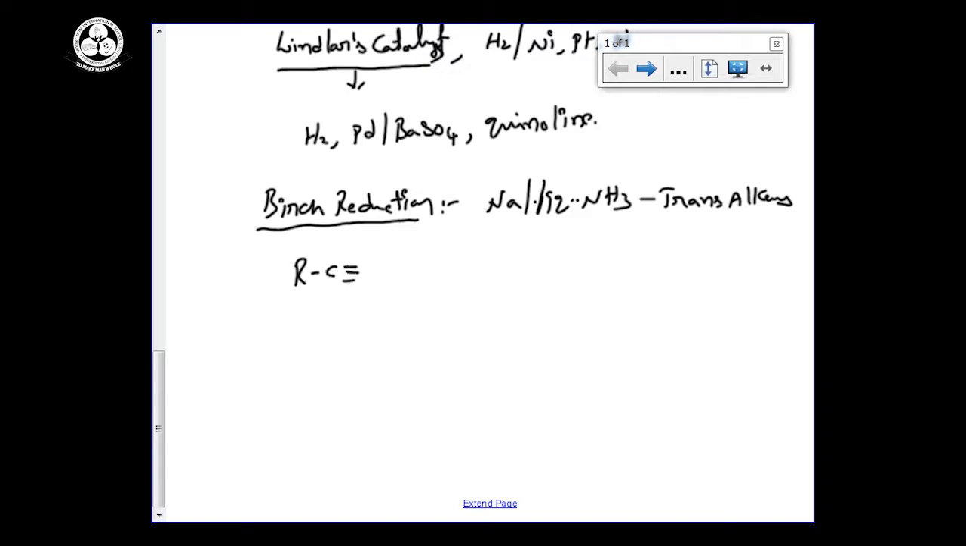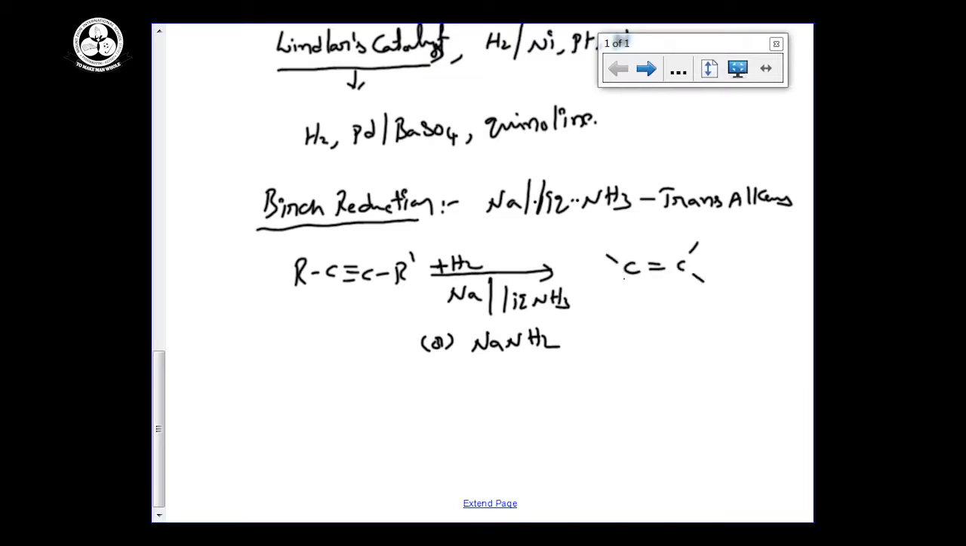R C triple bond C R'. I am going to add hydrogen, but I am using the reagent sodium in the presence of liquid ammonia. Already I told you, they will give like this, or sodamide, NaNH2 also they will give. Then we can get the trans-alkenes. You get the trans-alkenes as the major product.